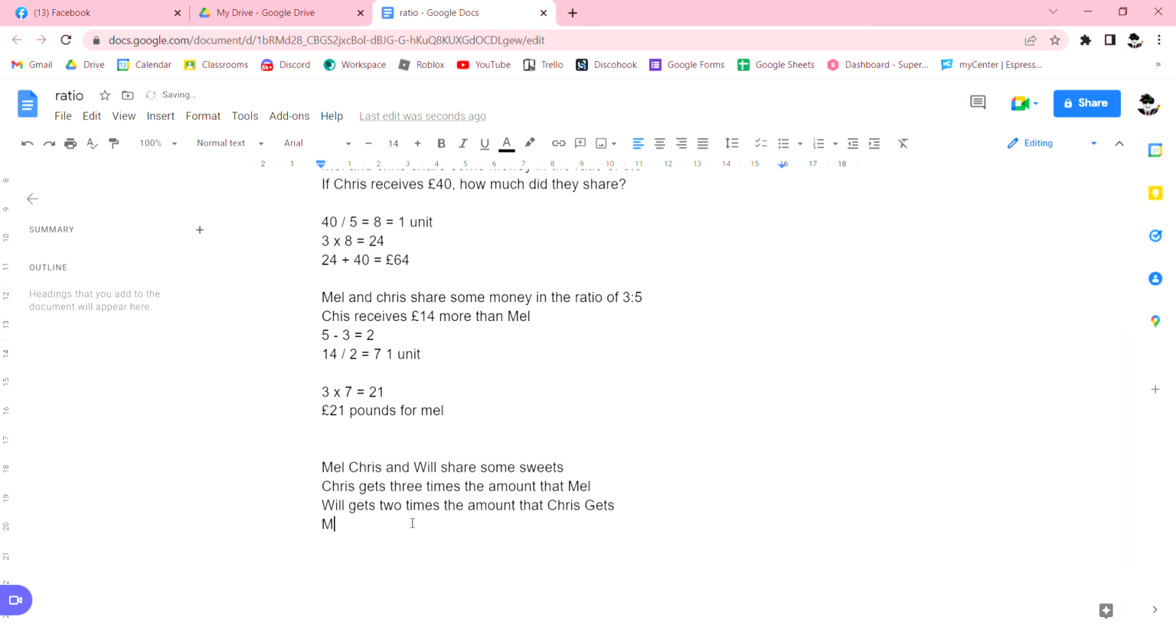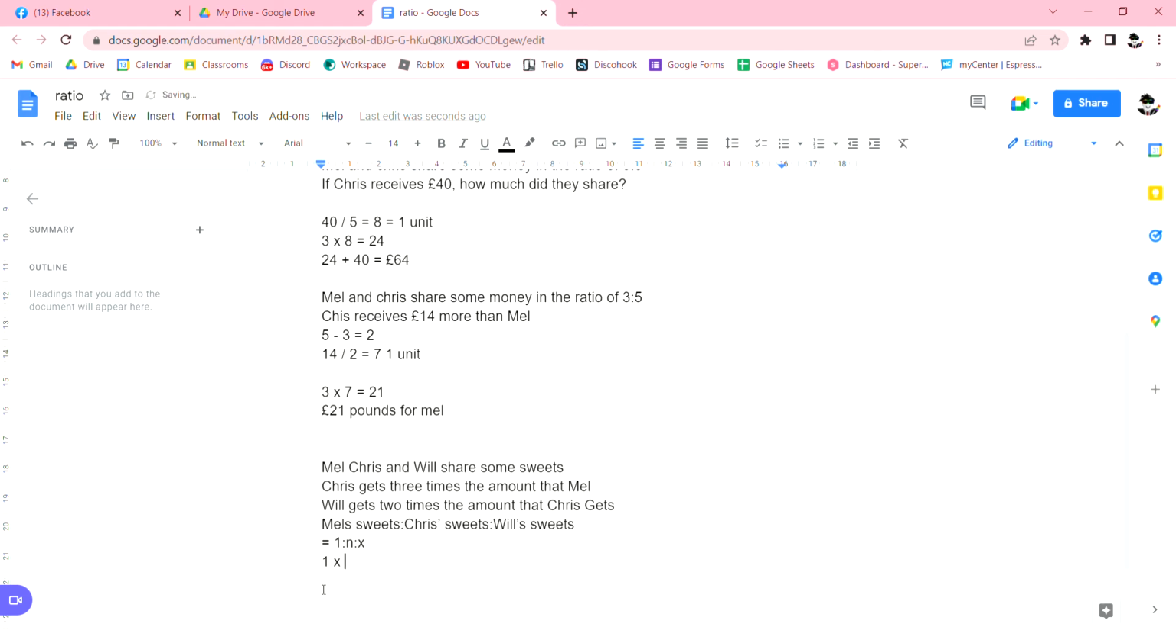So let's just say it's Mel's sweets, Chris's sweets, and then Will's sweets. And then it will give you what this ratio will equal. Let's just say we'll do 1 to n to x, just so it's easier to read. So we know that Mel's sweets is 1, Chris's sweets is n, and Will's sweets are x. So we have an amount which is 1. Now Chris gets 3 times the amount as Mel, so Chris's 1 sweet is 3 times Mel's.